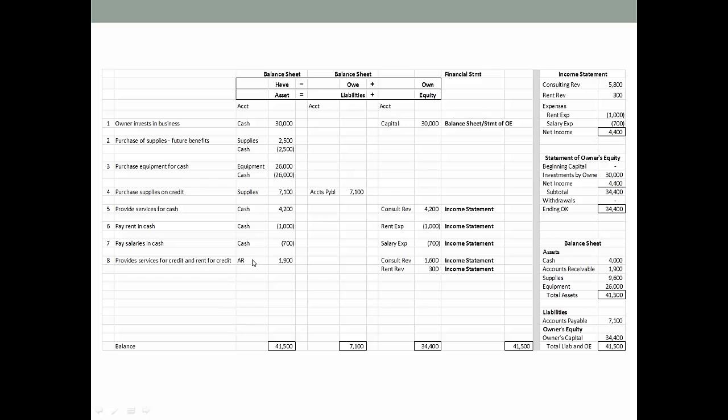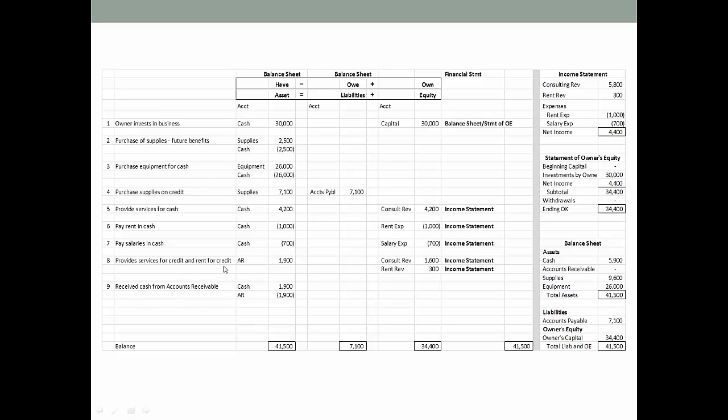So now instead of having cash, we'll have a new asset called accounts receivable in the amount of $1,900. We will expect payment from the people that owe us money. So this is accounts receivable, but we must recognize the revenue associated with this transaction because we have performed the services and we have rented the facilities. And so we have earned this revenue, so we must recognize it. So consulting revenue was $1,600 and rental revenue was $300. Again, all in the income statement.